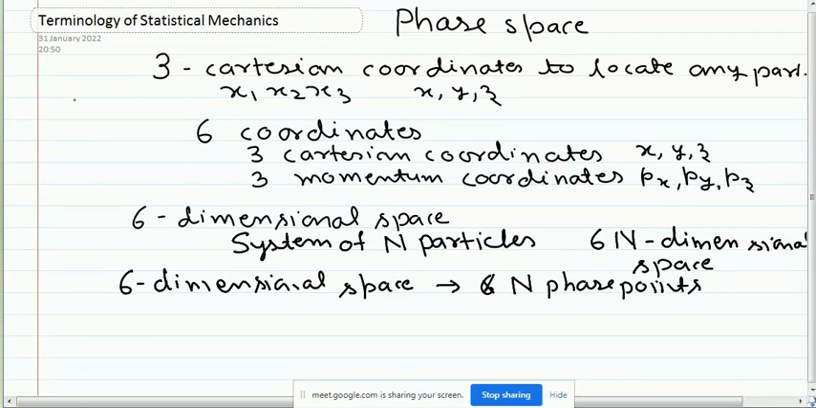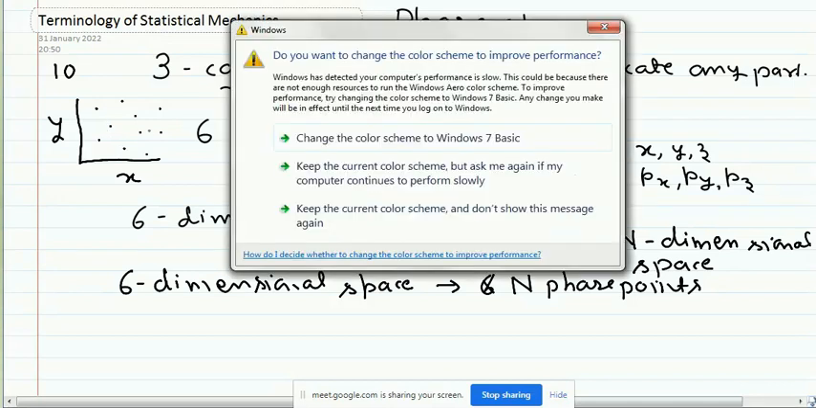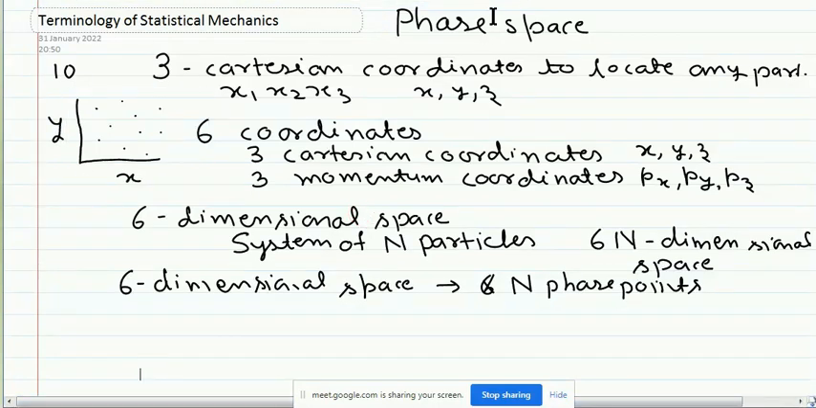For clarity, I am giving you the example of a two-dimensional space. Suppose this is the x-axis and this is the y-axis, and if we have 10 particles, then for each particle we will locate that particle. So 1, 2, 3, 4, 5, 6, 7, 8, 9, 10. So in this two-dimensional space we have 10 points, or we can say these are the 10 phase points.